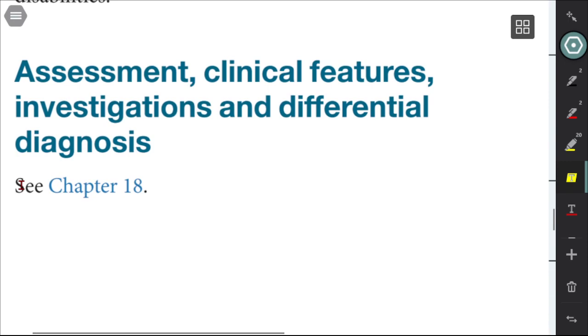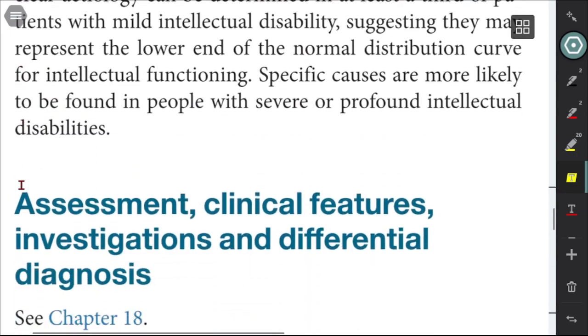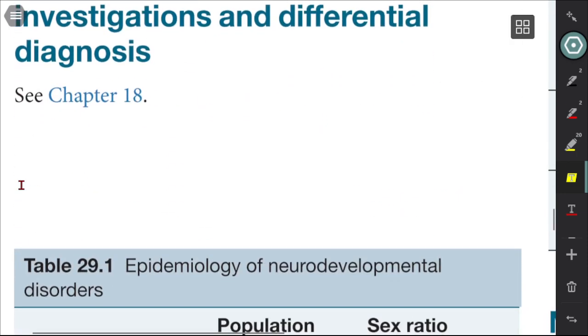What about assessment and clinical features, investigations, and differential diagnosis of intellectual disability? We've talked about that in chapter 18, so let's continue.